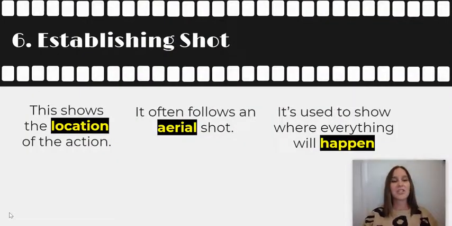An establishing shot shows the location of the action. It often follows an aerial shot. So using a drone or something like that, they would be taking a video from the sky, and then it zooms in to our establishing shot. It's used to show where everything will happen.